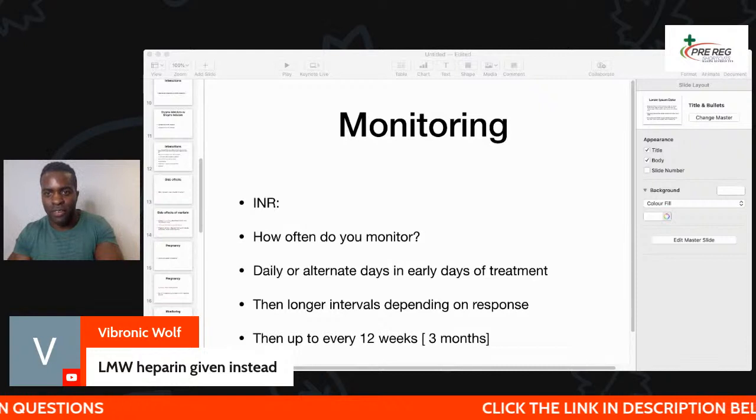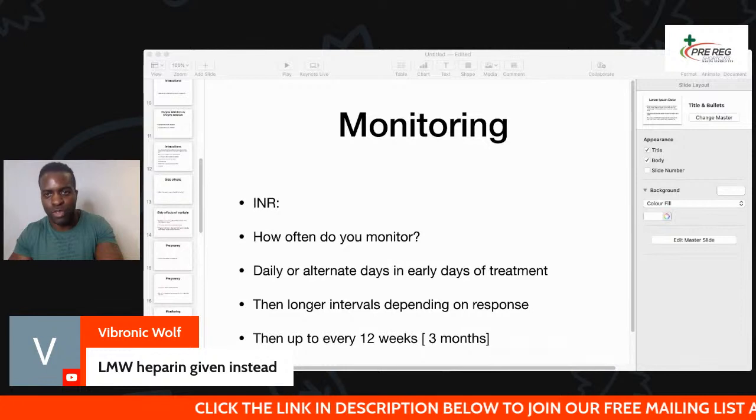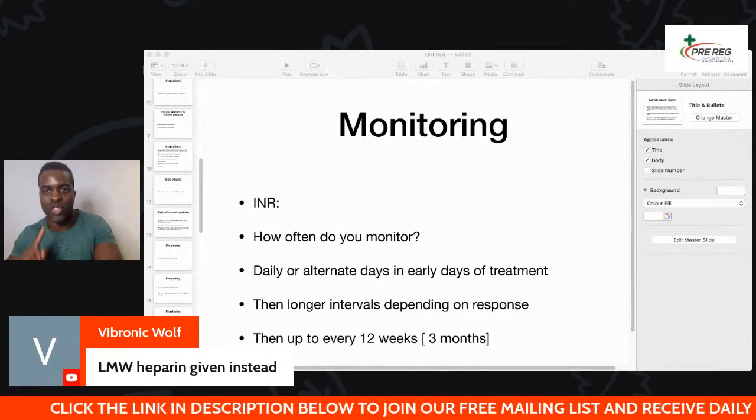Great stuff. Every 3 months, yes, your liver function, you have to do all those tests. But I just wanted to get your INR.